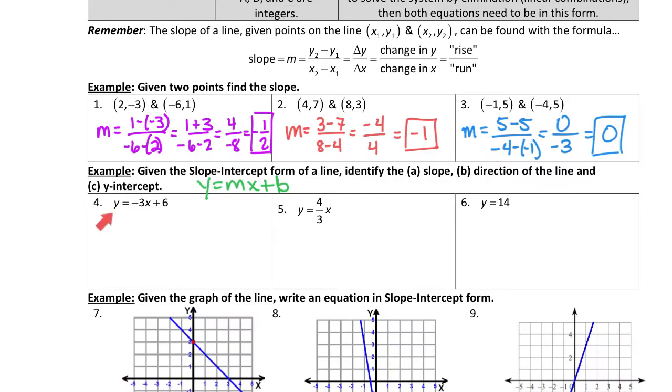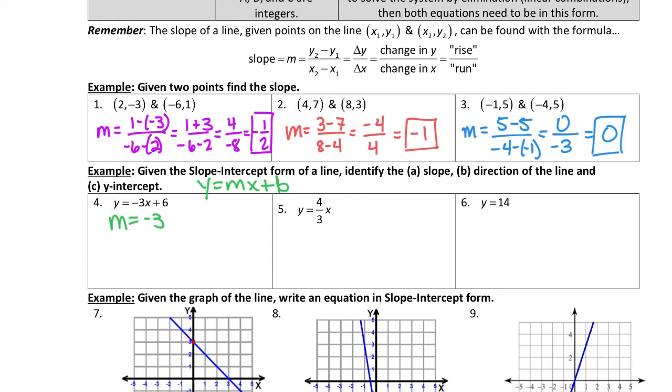So let's take a look at this first example. y equals negative 3x plus 6. y equals mx plus b. So what number is in the space where m occupies? And you can see right there, it's the negative 3. Our directions ask us to find the slope and then the direction of the line and the y-intercept. So we can see this is m equals negative 3.